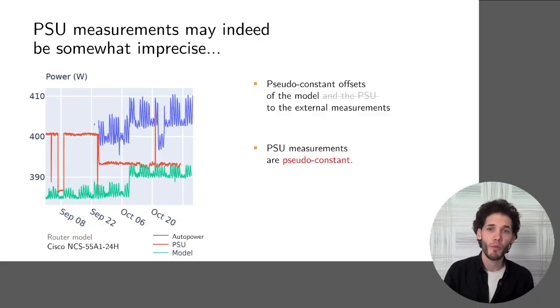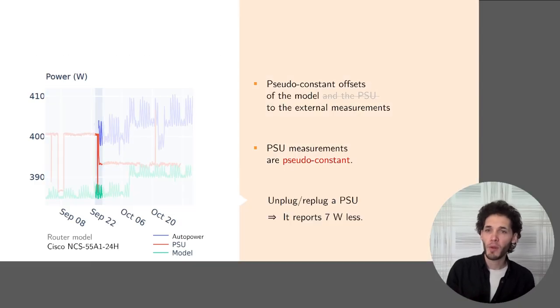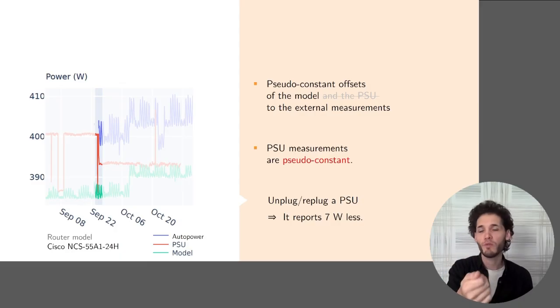where the red curve, the power supply unit measurement, is essentially a pseudo constant thing, and if you pay close attention, this big drop we see in the red curve coincides with when we started measuring. And effectively what happened is that one of the two PSUs we unplugged and replugged, and it started reporting 7 watts less, while nothing had changed in the state of the router. So that's probably not very reliable.